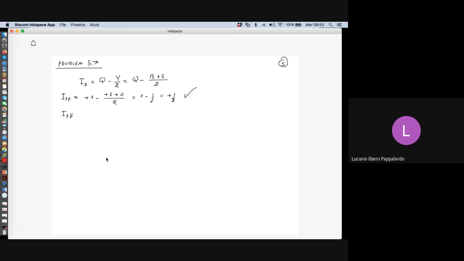What about now the antiproton? The charge now is -1. The baryonic number is -1. Again, we don't have strangeness, so this is -1 plus 1/2, that is -1/2. Again, this is fine. We know that the third component of isospin of the antiproton is the opposite of that of the proton. Okay. What about the neutron? In the neutron, the charge is 0 minus. Baryonic number is +1. We don't have strangeness. We divide by 2, so it is exactly -1/2. Again, it is what we want.